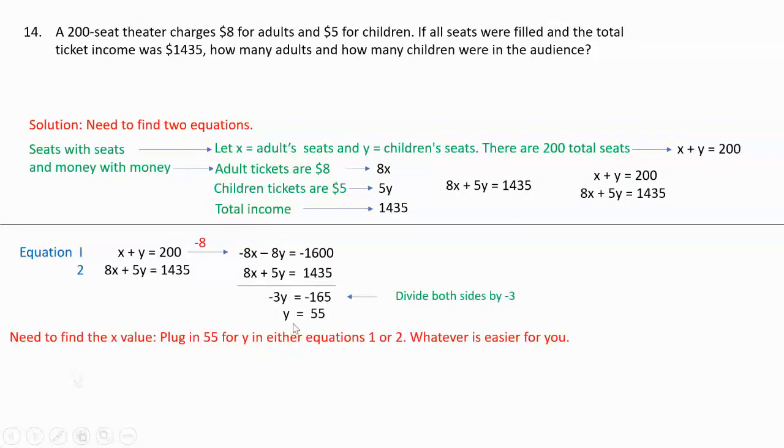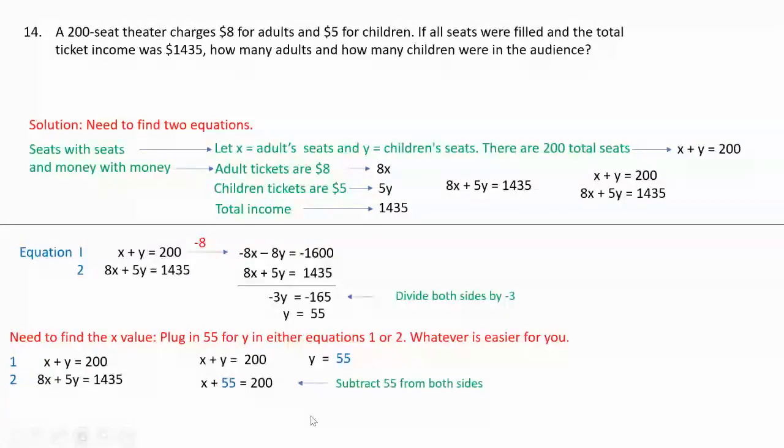Now I need to find the x value. It's easier to go to equation number 1. We know y is 55, so we'll plug it into the equation where the y is. Then we subtract 55 from both sides, giving us x equals 145. So x equals 145 and y equals 55, right?